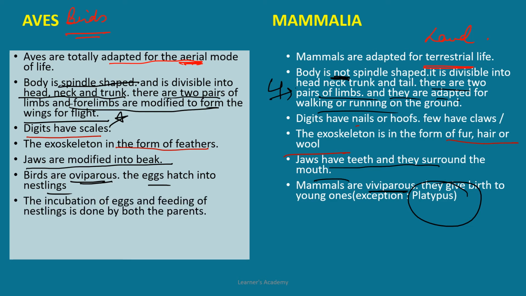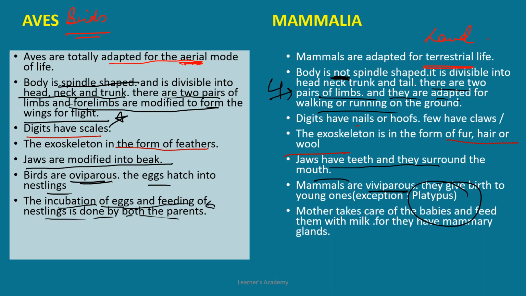Now in case of aves, the incubation of eggs and feeding of nestlings is done by both the parents. Whereas in case of mammals, the mother mostly takes care of the babies and feeds them with milk because they have got the mammary gland. Now, examples of birds are crow and penguin. Why have I written penguin? Because penguin looks as if it is a fish, but it is not. It's a bird.